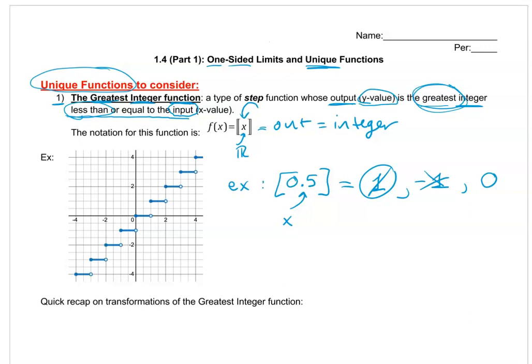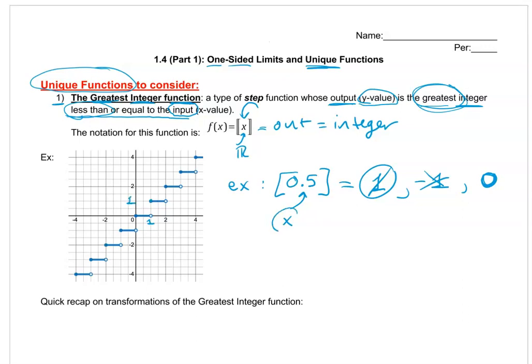In fact, if you look at the graph over here, you can see that for any decimal value between 0 and 1 along the x-axis, the corresponding y value is always going to be 0 because 0 is the greatest integer less than or equal to values of x that are between 0 and 1. But notice what happens right here at the x value of 1. There's an open circle on this value of 0 for y, and then a closed circle up here on the value of 1 for y.